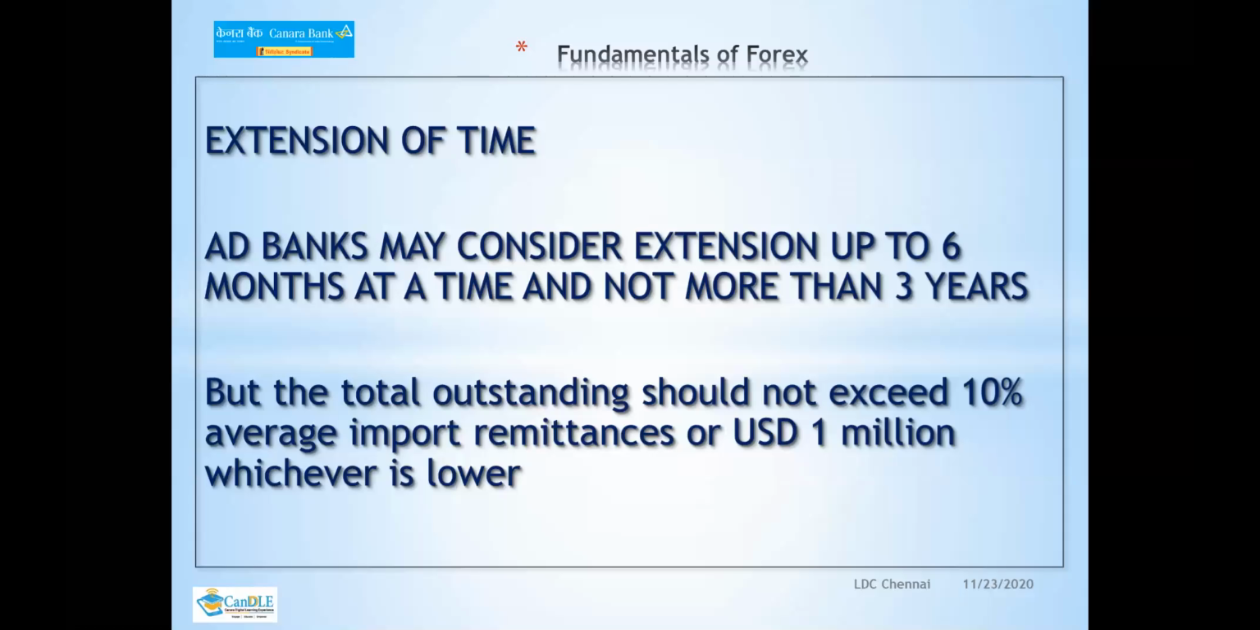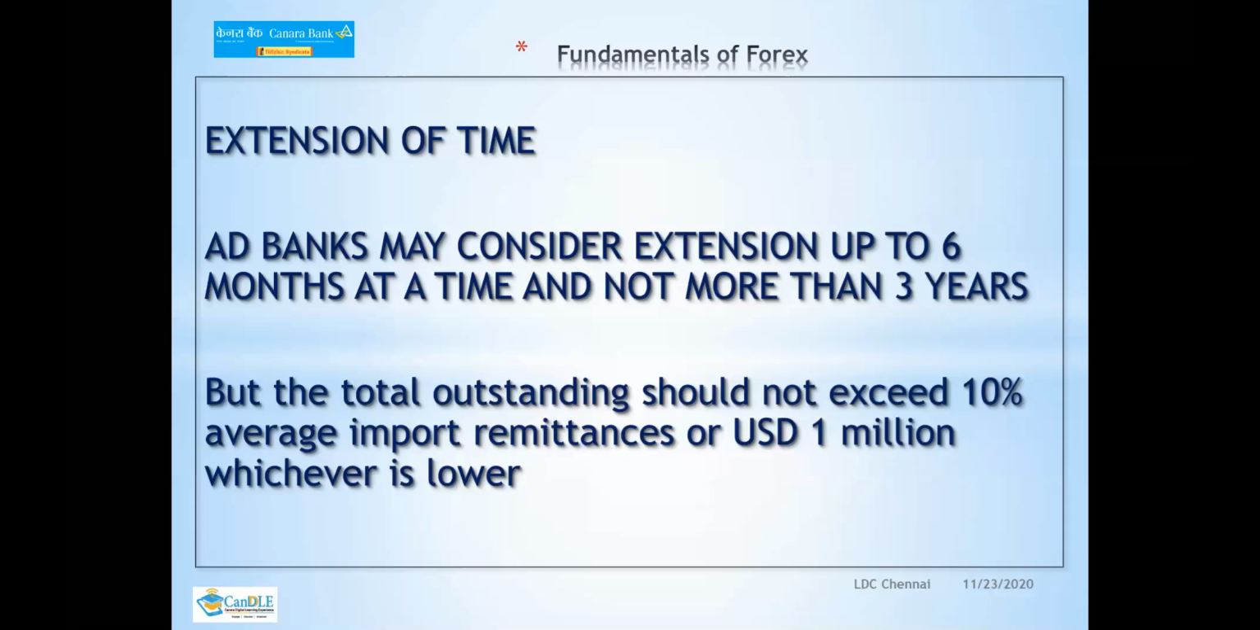Imports, up to 3 years, you can permit extension without any reference. Because who can permit? Authorized dealers, banks can permit. Earlier this power was with the RBI only. Now RBI is devolving all powers to the bank itself. So this is very important. But one clause is, the total outstanding should not exceed 10% of import remittances or USD 1 million. If that is exceeded, he has to pay. Because I told you, India doesn't want to carry huge foreign debt. This is very important. So, up to how much time can you extend? 6 months at a time. How many extensions can you give? Party is having 6 months time.